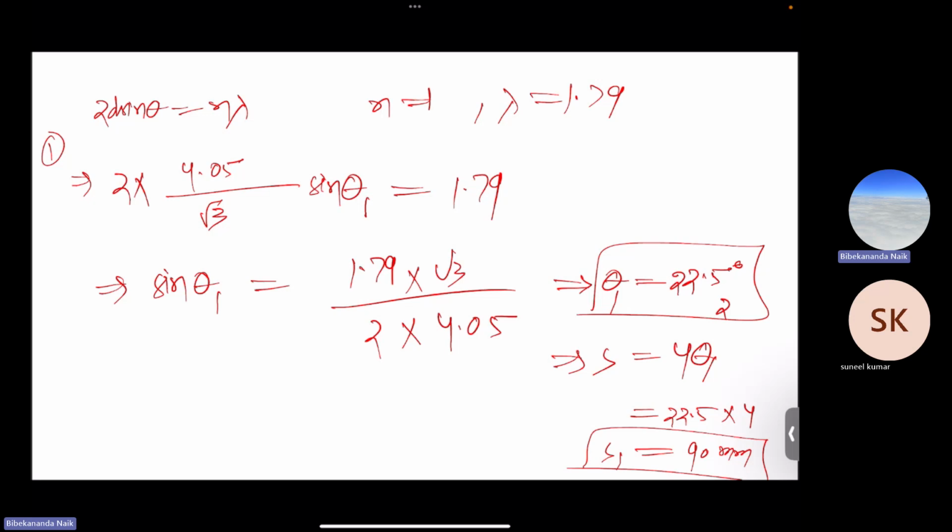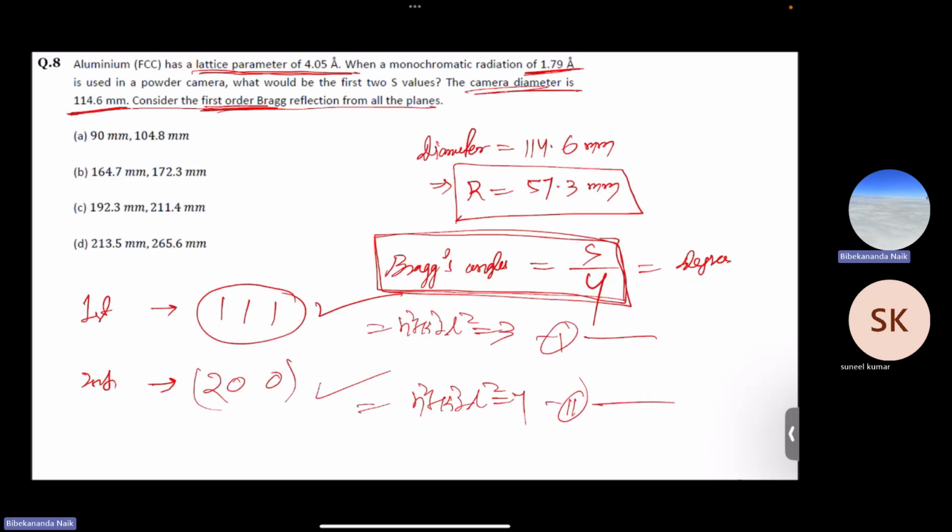This is 90 mm. So the correct option will be 104.8 mm and 90 mm. Is this clear to you?